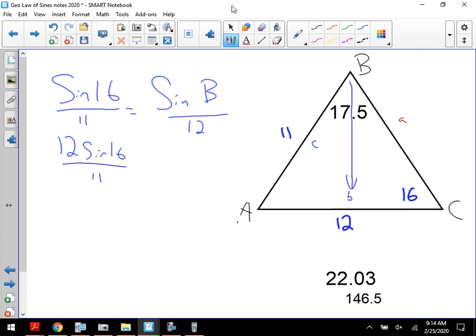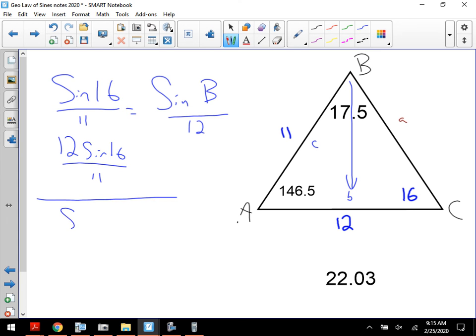So what I did was I wrote sine 16 over 11 equals sine 12 over 11. Yeah, careful. That's totally right. Remember, the big E is the angle, little b is the side. Okay. So then we get through that one, and then we would subtract from 180, and that's where I got the 146.5. Does everybody double check me on that one? Thank you.